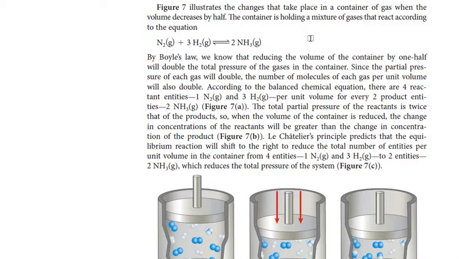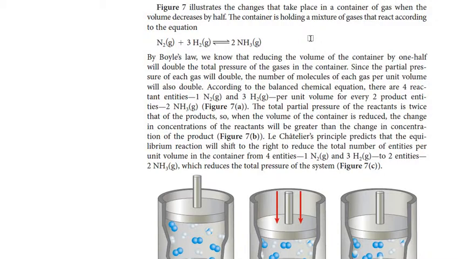Since the partial pressure of each gas will double, the number of molecules of each gas per unit volume also doubles. According to the balanced chemical equation, there are 4 reactant entities, 1 of N2 and 3 of H2, per unit volume for every 2 product entities, which is 2NH3. The total partial pressure of the reactants is twice that of the products. So when the volume of the container is reduced, the change in concentration of the reactants will be greater than the change in concentration of the product.